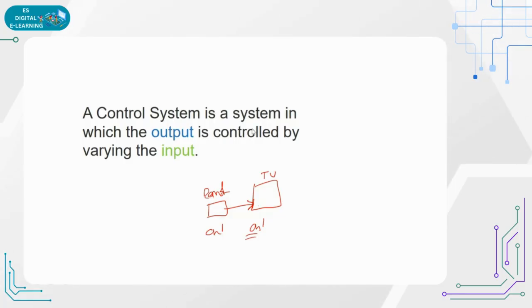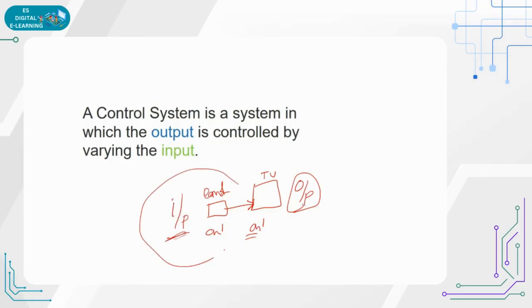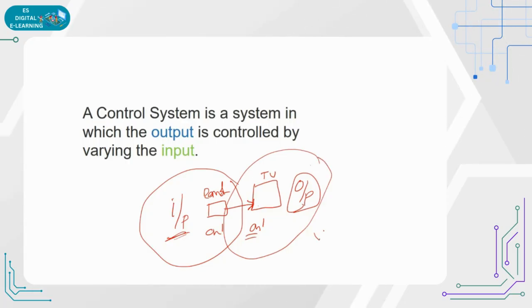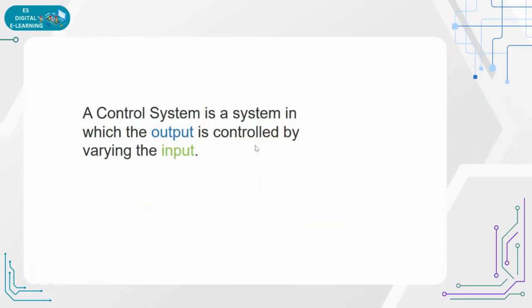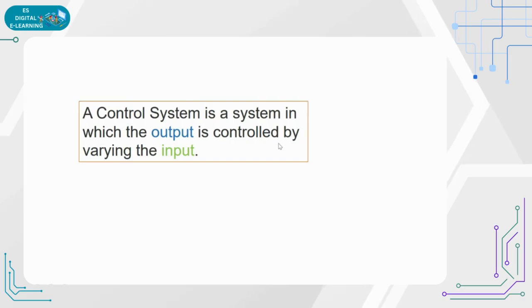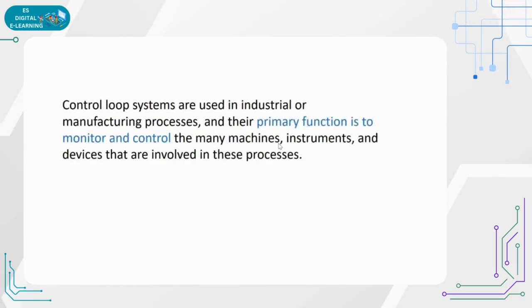So a control system is a system in which the output is controlled by varying the input. Here, the input is the remote and the output is the channel that you are viewing on the screen. That's how a control system is a system in which the output is controlled by varying the input. And control systems are used in industries.